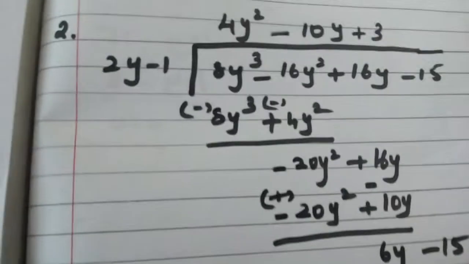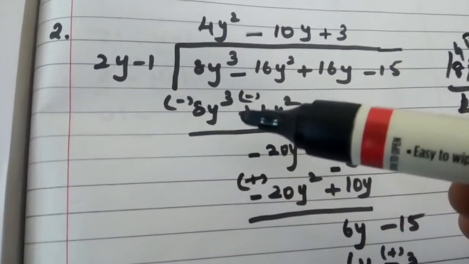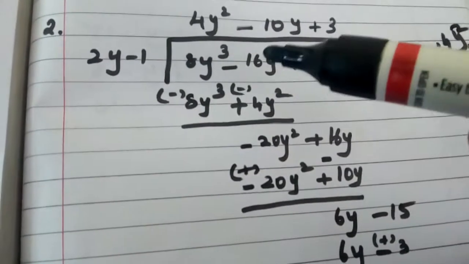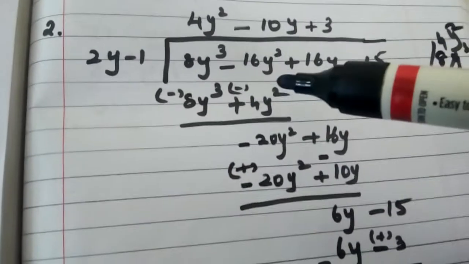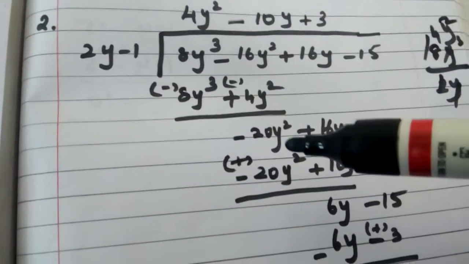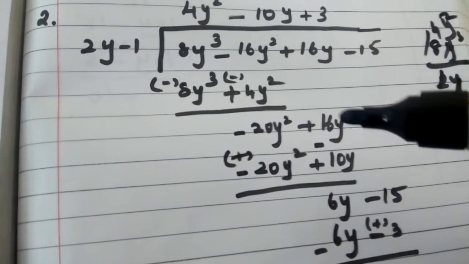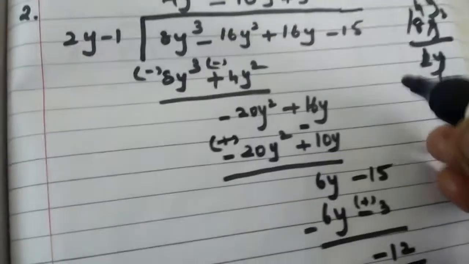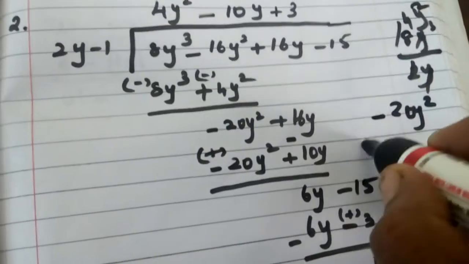After getting this, you can subtract it. You have to change the sign without fail. After changing the sign, if you subtract, here the plus is changed to minus. When both are negatives, we add and put the minus sign. So minus 20y squared and plus 16y. Then again take this minus 20y squared divided by the value 2y. So do that.